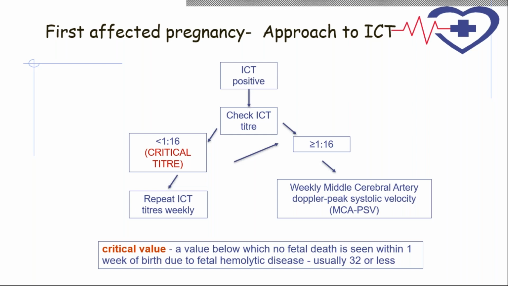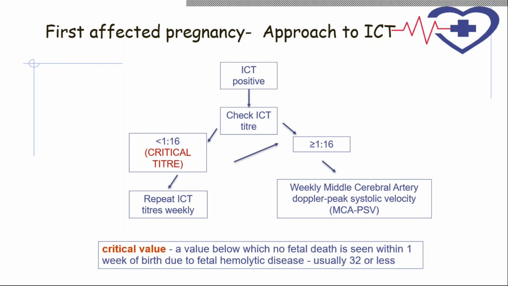1:16 is a critical titer. Critical titer means it is a value below which no fetal death is seen within 1 week of birth due to fetal hemolytic disease. Different labs have different critical values, and every lab has to write its critical value on the report. So as long as the levels remain below the critical titer, you will just keep on repeating the ICT weekly and monitor the woman. However, if with increasing dilution of more than 16 the ICT is still positive, it means that the antibody level is very large, and now it is time to check for fetal anemia.